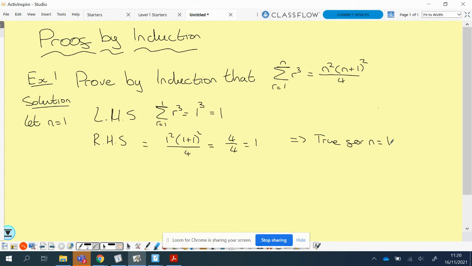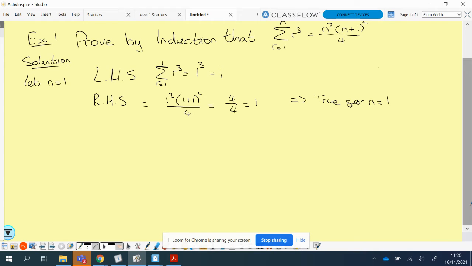Okay. So, next one. We are allowed to now assume true for a value of arbitrary value k. So n equals k. We're going to assume that what we get on the left-hand side and right-hand side is true here. So what I'm saying is true is that the sum of r equals 1 up to k of r cubed would equal k squared, k plus 1 all squared, divided by 4. So we're allowed to assume that that is true for a value k.